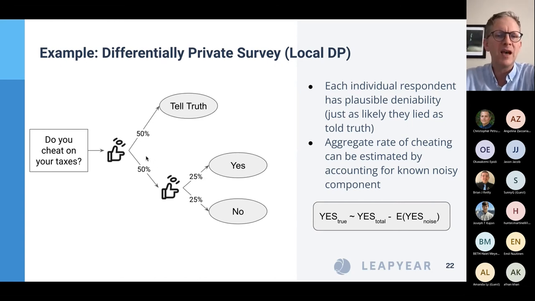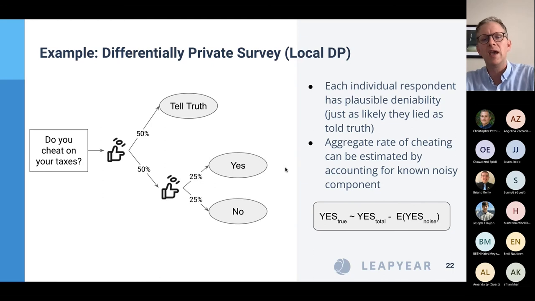The point just being that only 50% of the time are you going to get the truth from them. And the other 50% of the time, you have an even probability that you don't know what the true answer is going to be. So this gives every individual respondent plausible deniability, meaning there's only 50% likelihood that they told you the truth.